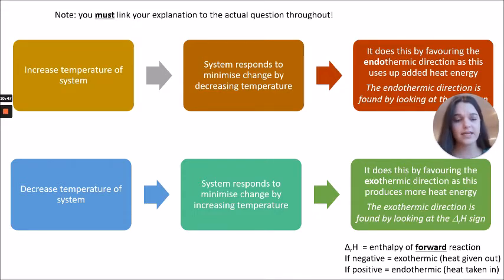I've got a reminder down here. The delta H is telling us the information for the forwards direction. And remember to link all your explanation to the actual question. Does this mean you'd get more product, less product? What's the color change? What were the kind of observations that we'll see, which you'd get given in the question? You'll just have to link back to it.